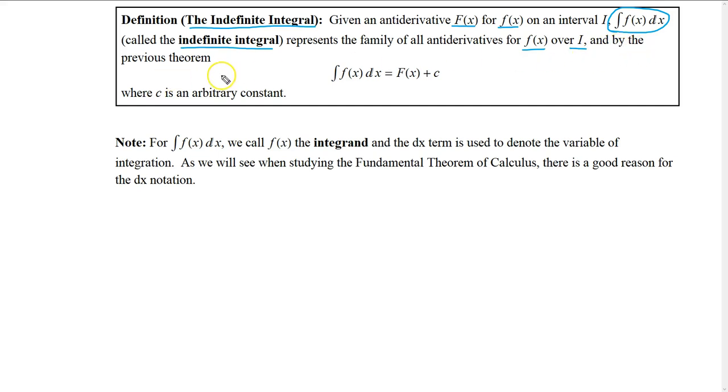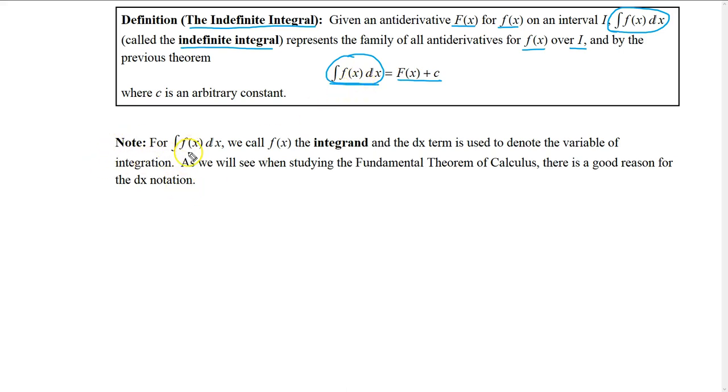And by the previous theorem, the family of all antiderivatives of little f will equal capital F plus some arbitrary constant. So if you know one antiderivative for little f, all of the other antiderivatives are going to be of the form capital F plus c. So this notation right here simply represents all the antiderivatives for little f.